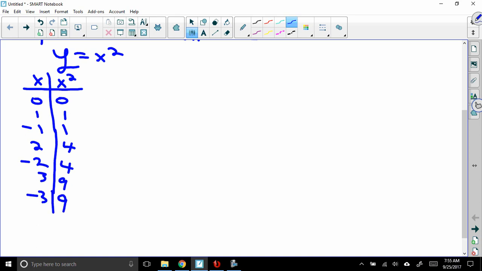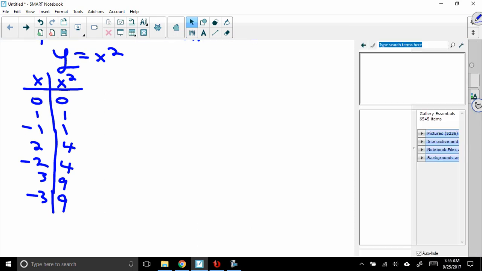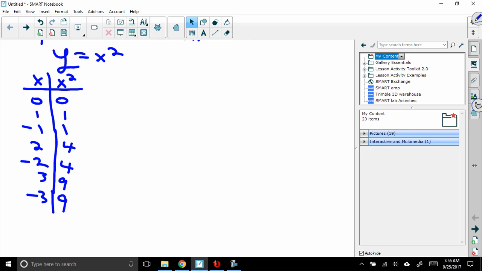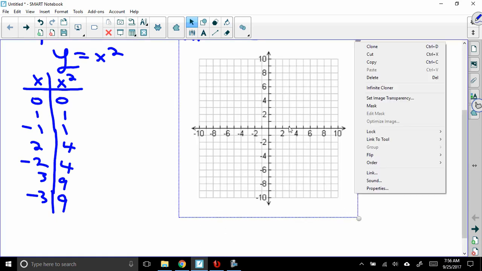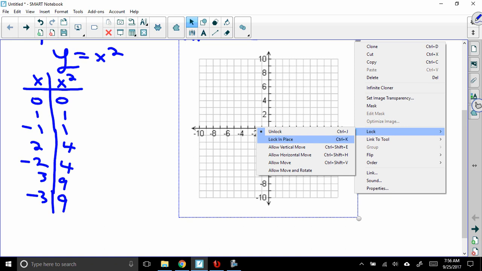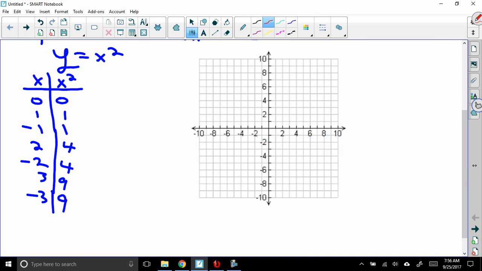Now these points are all the ones that are going to show up on our 10 by 10s that we traditionally use. So you should be familiar with this function. You should have seen it before. You should be able to graph it blindfolded with one arm tied behind your back. You should be able to tell me what the vertex is. You should be able to tell me what the domain is and what the range is.